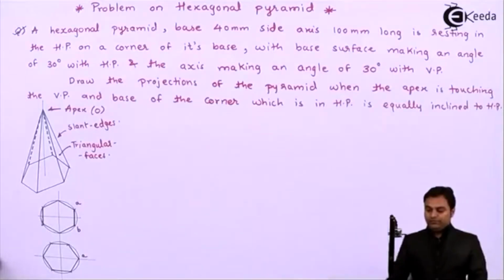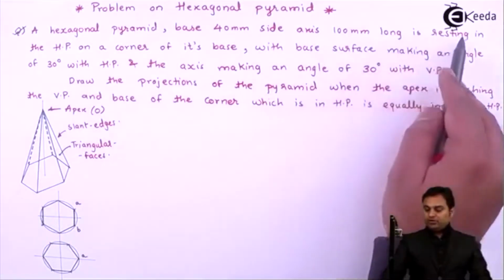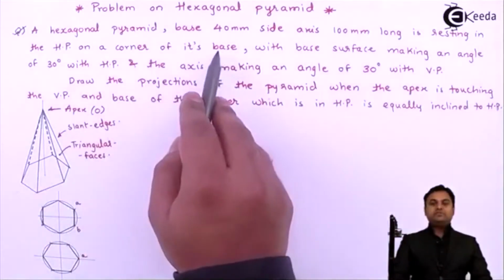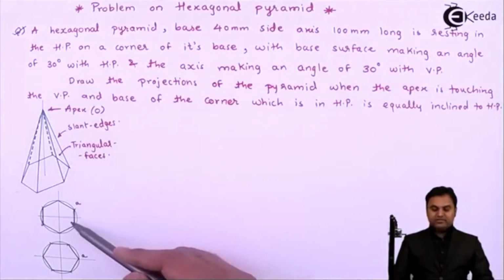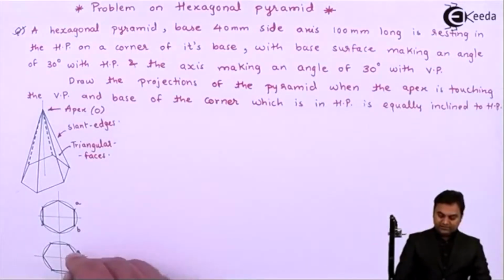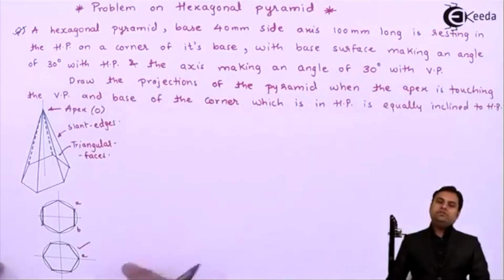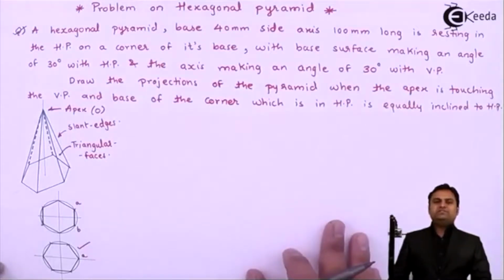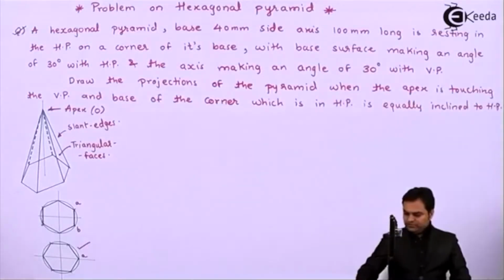So if we read the problem, it is given that hexagonal pyramid, base 40 mm side, axis 100 mm long, is resting in HP on the corner of its base. So the first condition is the hexagonal pyramid is resting on its edge, but in the second condition it is resting on its corner. So out of the 2 we have to select the second condition, that is drawing the hexagon in this manner, and that too in the HP. So when we have understood this condition, we can easily start with the problem. So let us get started with the solution. Now here I'll start with the solution part.